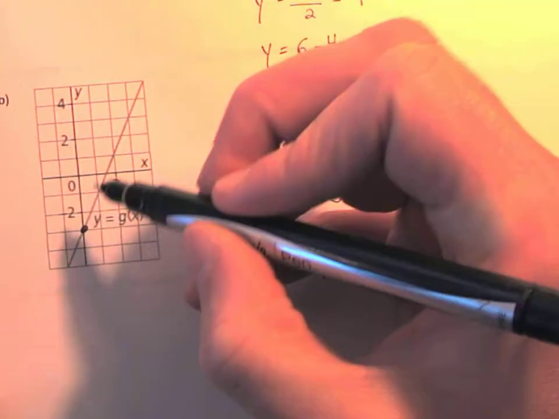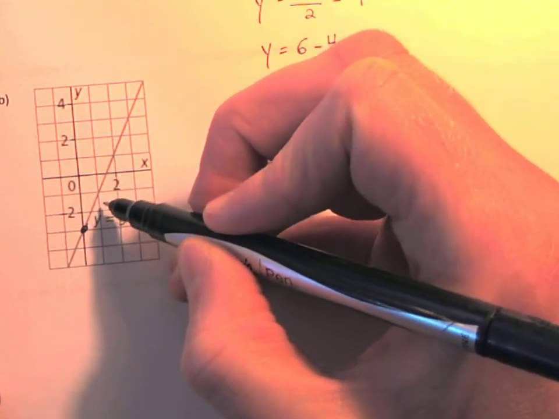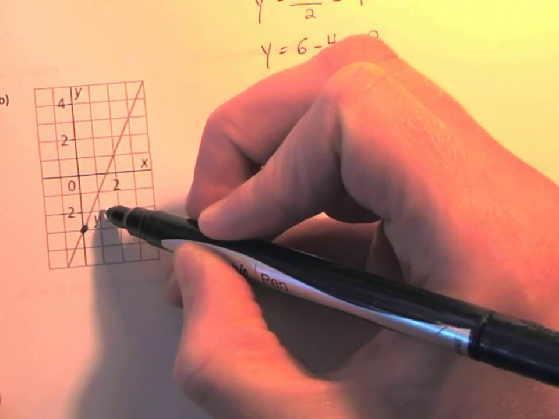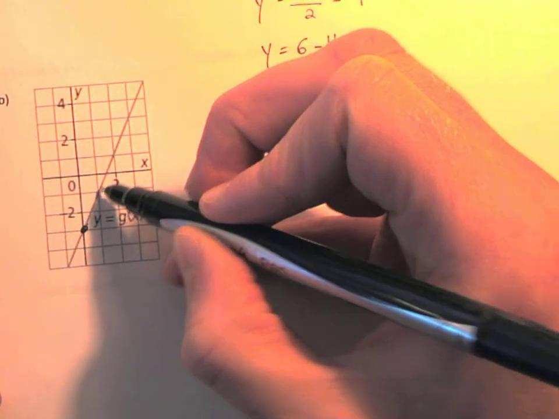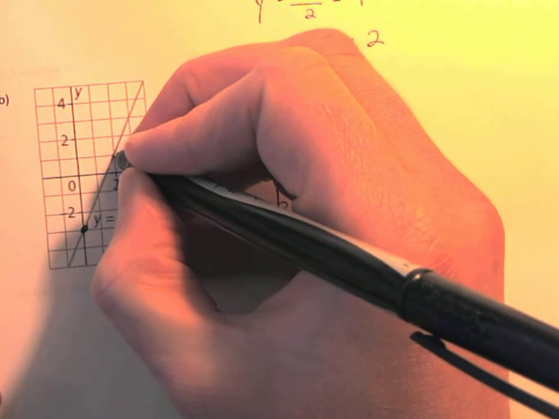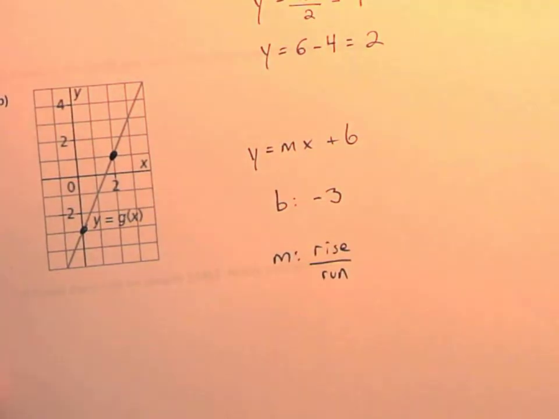Okay, so I need to find a point on this line. Any point would work, but I need to find one that intersects the two squares right on the corner of a square. If you look, this one kind of looks like it right there. That would work. And here's another one that would work. So I'm going to choose this one. Either would come out with the same answer.